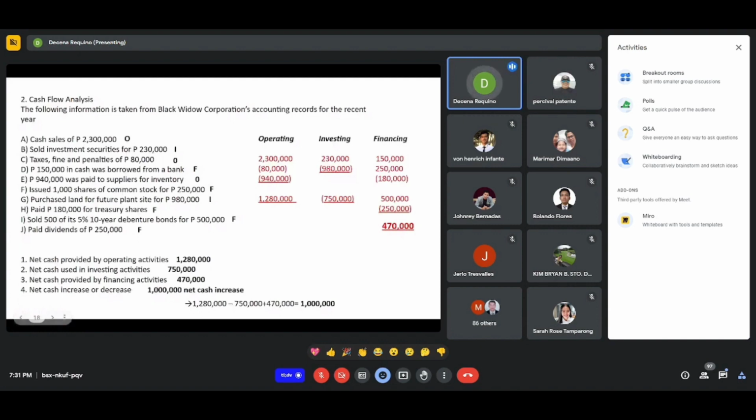So, yun. Para mas madali, una, i-identify mo muna kung ano bang activity siya, operating, investing, or financing. Tapos, ilalagay nyo kung ano ba yung effect niya sa cash. Dagdag ba siya or pabawas? So, pag padagdag, ipapositive mo. Pag pabawas, naka-negative siya.